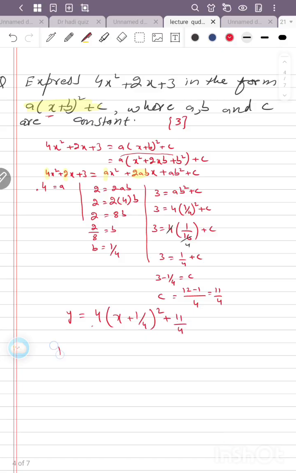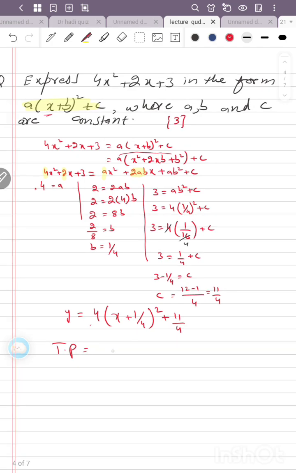Now what is our turning point? Our turning point is minus 1 by 4 here, and the second one is we have 11 by 4. We also discussed that when we take the turning point we just change its sign, and we got all these points. This is our required form.